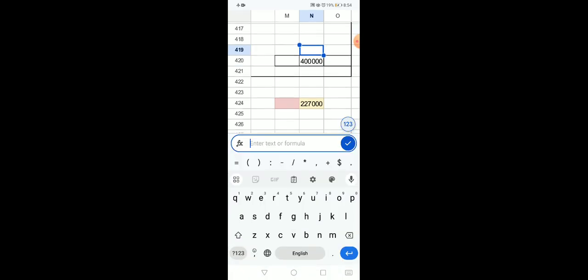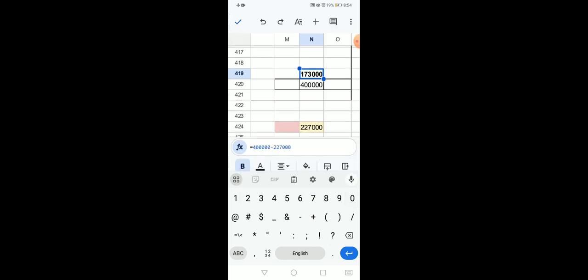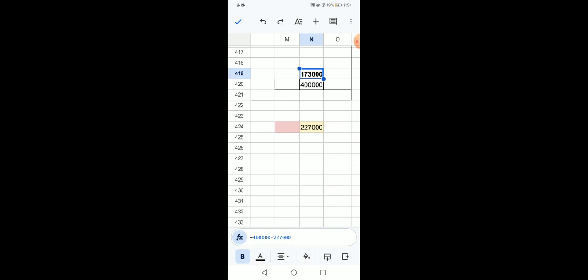Now the next step is whatever the amount is deficient you will write over here. How would we know how much amount is deficient to 4 lakh? For this purpose you will subtract smaller total from the larger total. Larger total, you know that it's 4 lakh and you will subtract smaller total which is 227,000. So here the balance had arrived, that is 173,000.